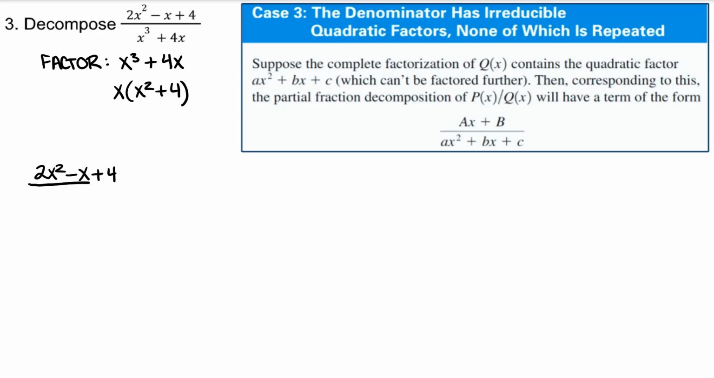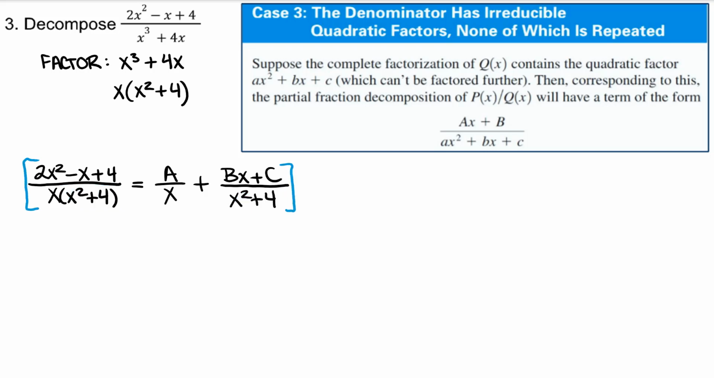The partial fraction decomposition for this will take the form a over the first linear factor x, plus... x squared plus 4 cannot be factored further, but it's not a linear factor, it's a quadratic factor. So this quadratic factor will be the denominator of my second partial fraction, but the numerator for an irreducible quadratic factor must always take a linear form. So we'll use bx plus c since we already used a. Now solve the rational equation by multiplying both sides by the LCM.